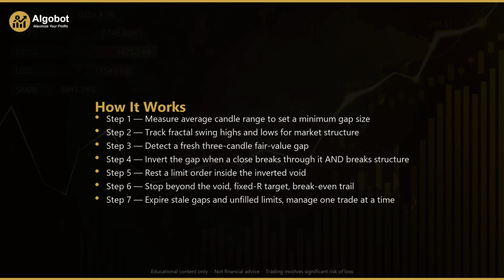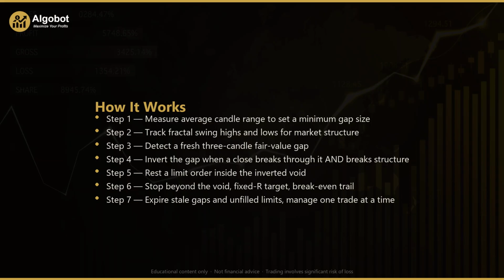Fourth, and this is the key idea, the strategy checks whether any stored gap has just inverted. A bullish gap inverts only when the latest close is below the void and also below the last swing low. A bearish gap inverts only when the latest close is above the void and above the last swing high. That double condition ties every inversion to a real break of structure, not just a single candle poking through.